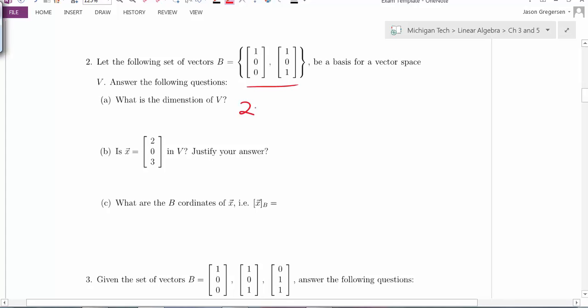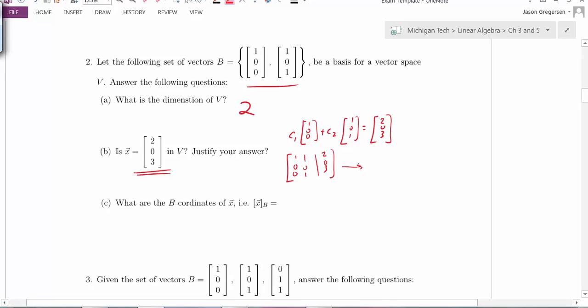The next question says, is this specific vector in V? Well, if this vector is in V, I should be able to represent it as a linear combination of the basis vectors. In other words, there should be some constant times the first basis vector plus some constant times the second basis vector that bring me to my vector 2, 0, 3. So to find out if there are these constants, I would just solve this vector equation. But solving this vector equation is the same thing as solving the matrix equation. And to do that, I would just form the augmented matrix.